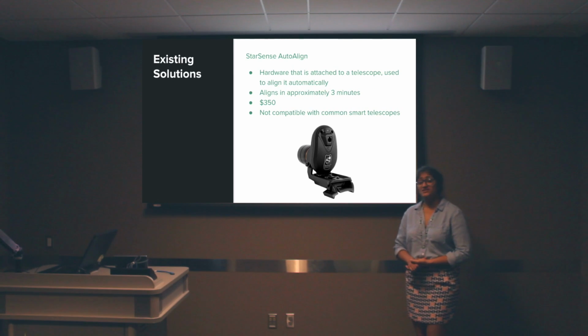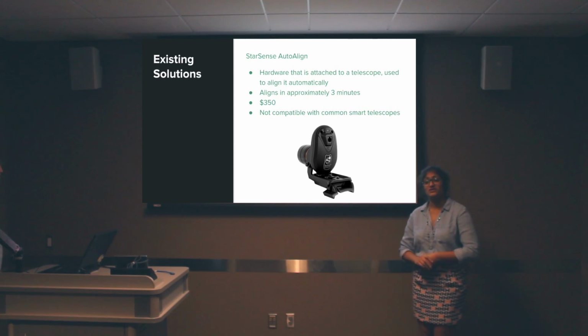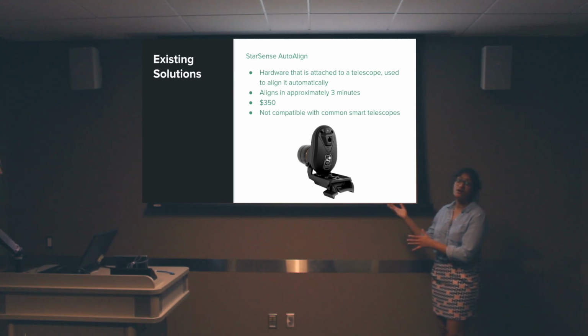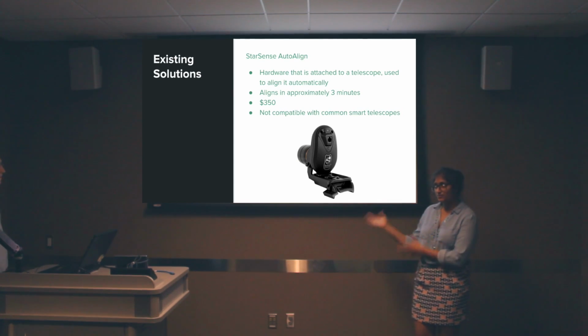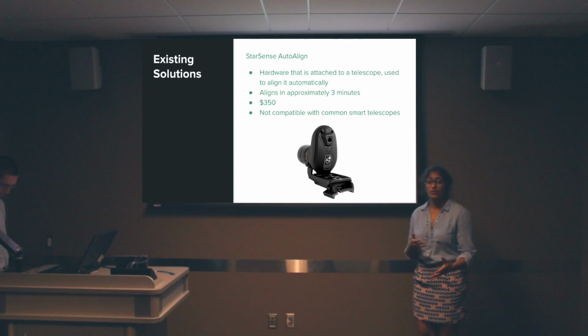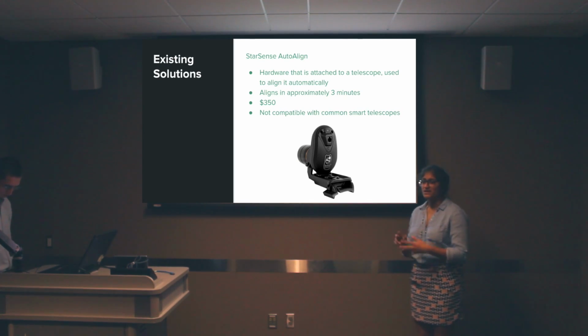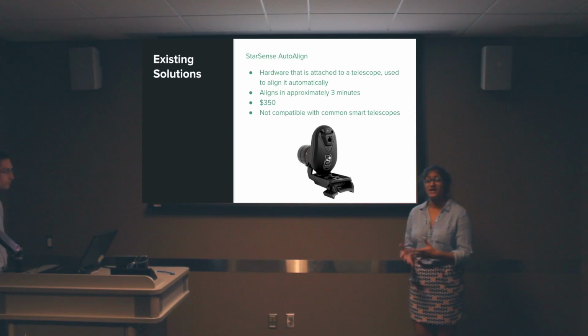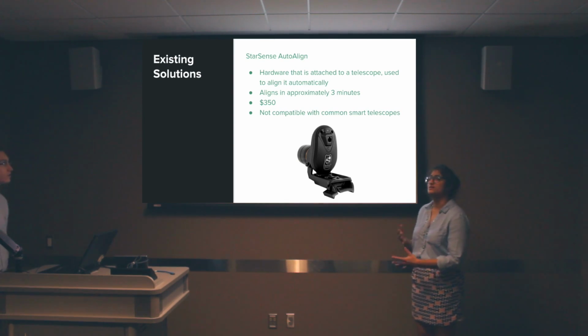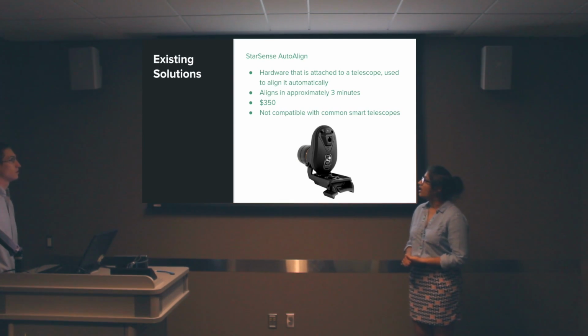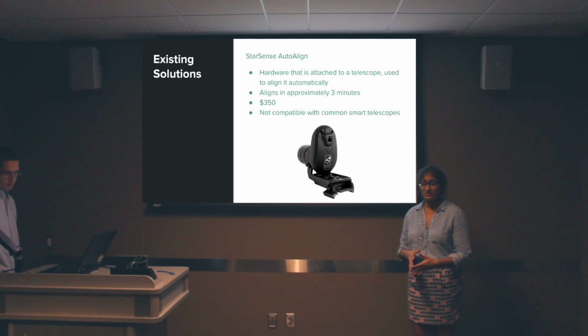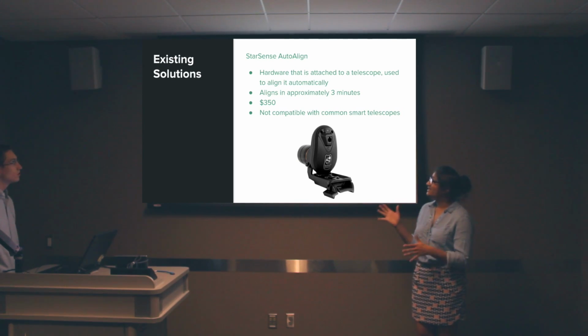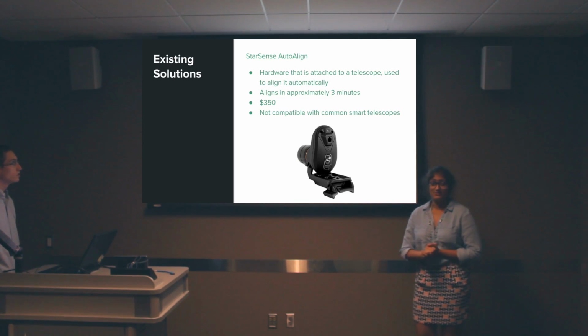Currently, there is one existing solution. It's by Celestron. It is called the StarSense Auto Align. If you look at it, it is a piece of hardware, and that makes this particular technology not hardware independent. Because of this, it's also not compatible with every single type of telescope out there that is a kind of market standard. It aligns pretty quickly in 3 minutes or less, but it is $350, and smart telescopes are already pretty expensive.